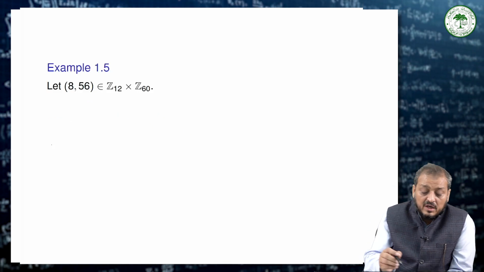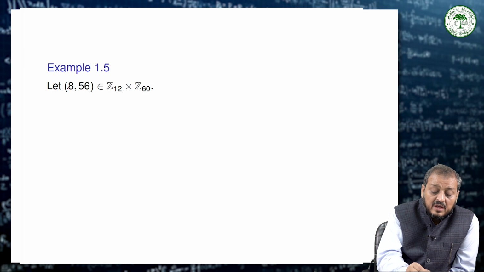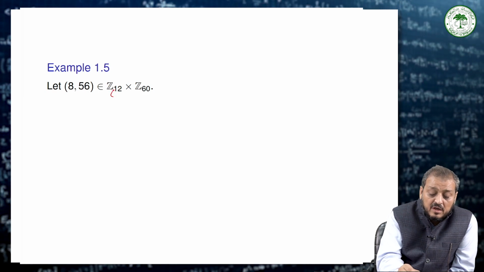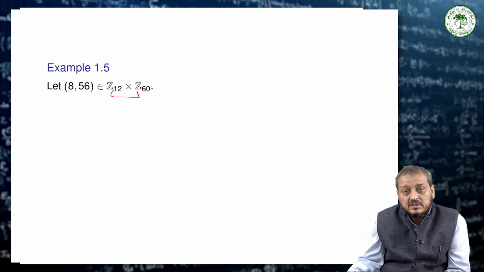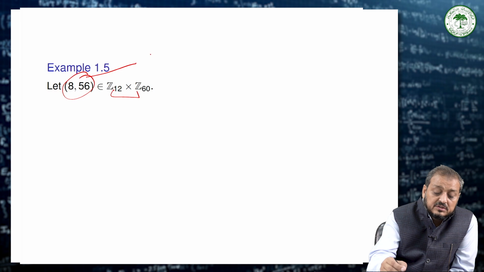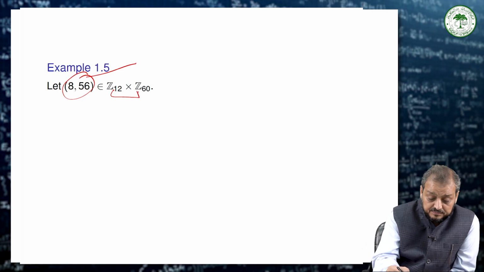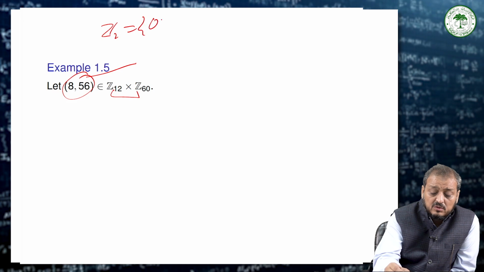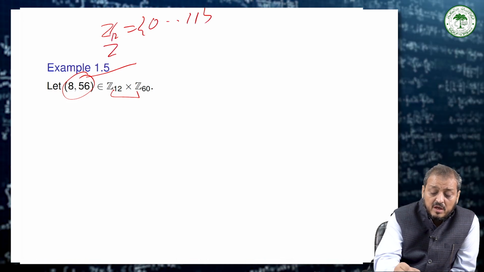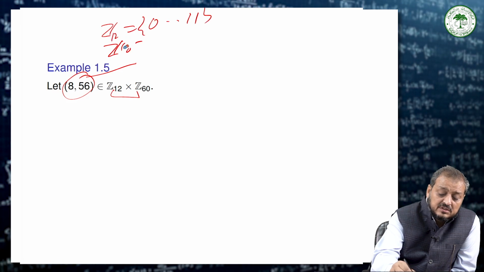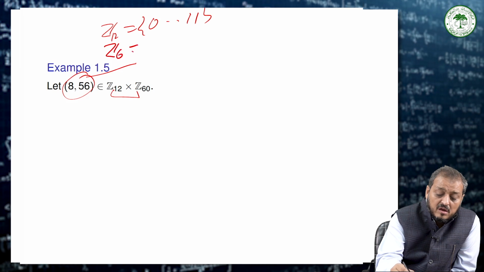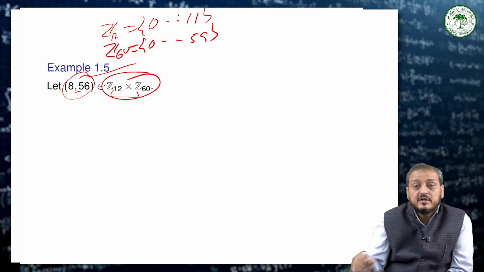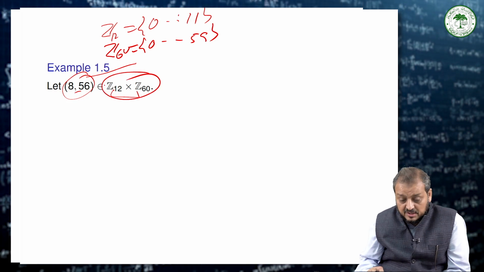Okay, so now let us take (8, 56), which belongs to Z12 cross Z60. Now we have to find the order of (8, 56). Clearly, Z12 is nothing but the elements 0 to 11, and Z60 has the elements 0 to 59. So (8, 56) is an element of Z12 cross Z60.